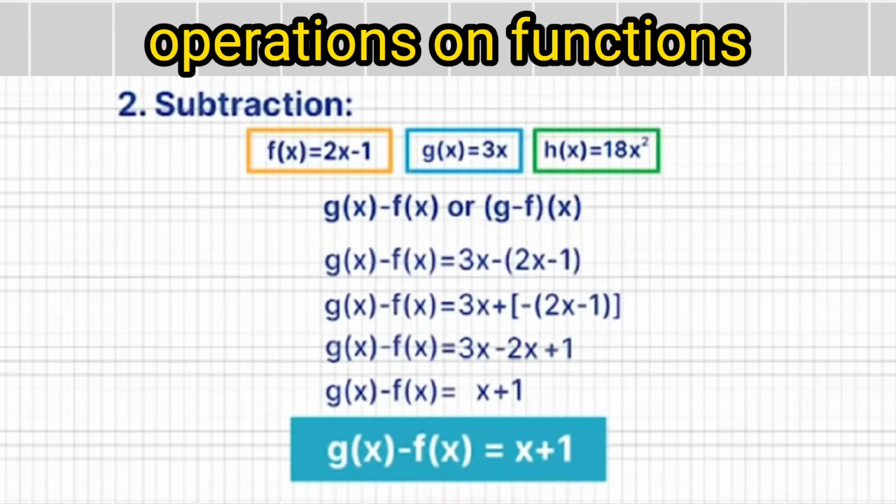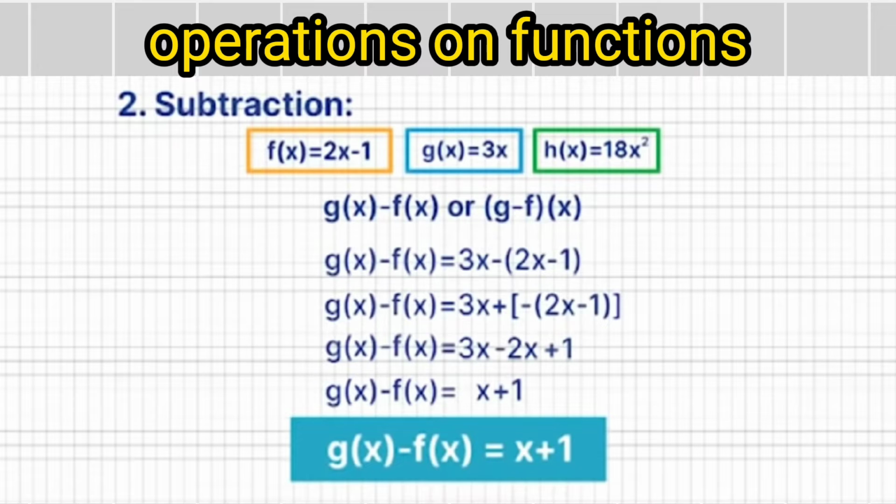We also have to be reminded that when we are subtracting functions we add the negative of the subtrahend. Since 2x minus 1 is inside the parentheses, we have to take the negative of each term inside the parentheses. Taking the negative of 2x is negative 2x, while the negative of negative 1 is positive 1. Now we have g of x minus f of x equals 3x minus 2x plus 1.